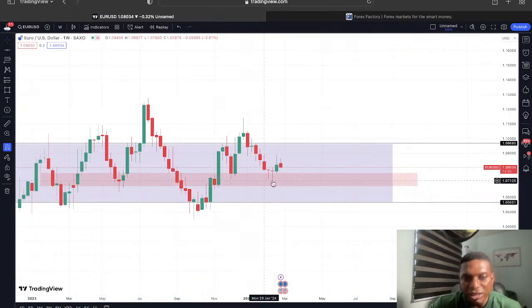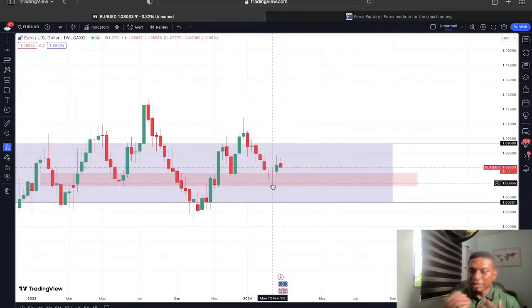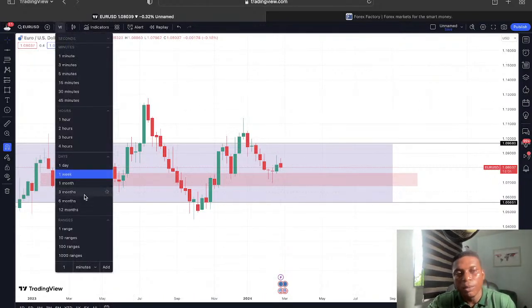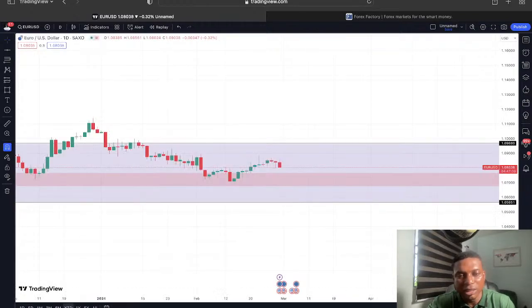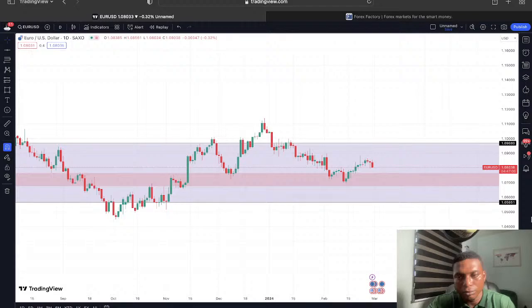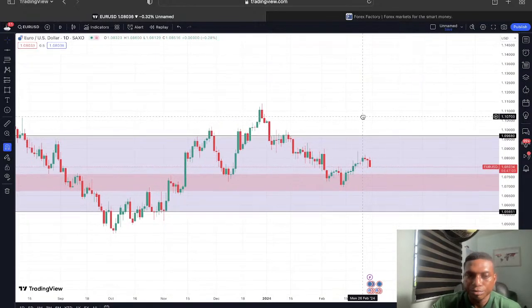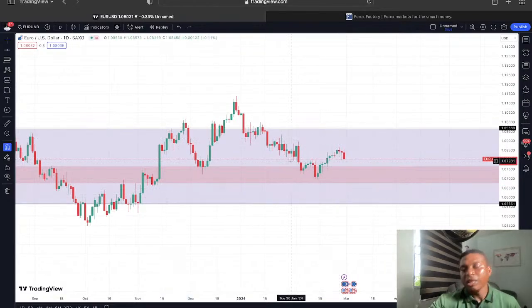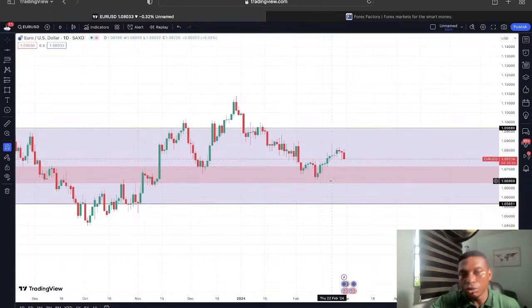The presence of buyers is actively present at this level, so it's still giving that buy signal. Now when we look at the daily, let's look at it on the daily time frame. Now when we look at this on a daily time frame, it becomes more clear to us.